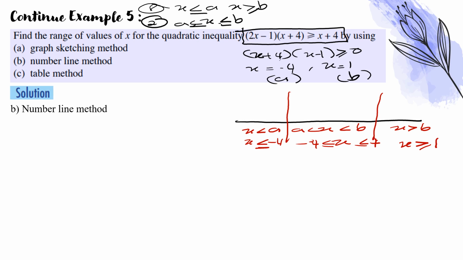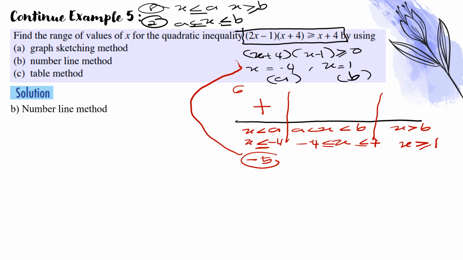Then you need to do a test point. Test any number which is less than negative 4. Let's say I pick negative 5. Put negative 5 into this inequality and you will get your answer as 6. I don't really mind what the value is. I just want to know whether your answer is positive or negative. So 6 is positive.